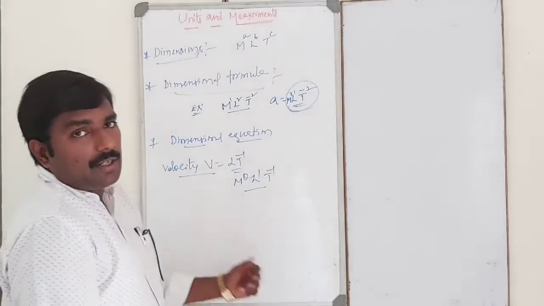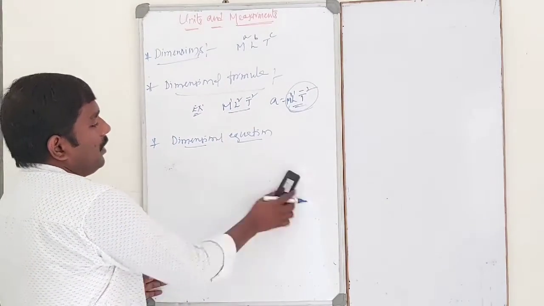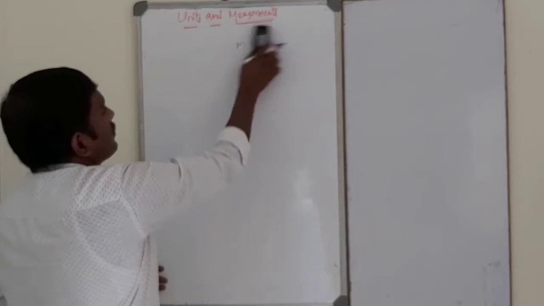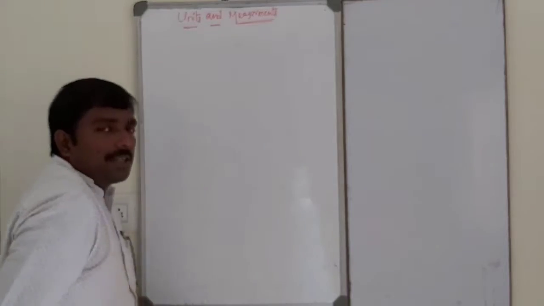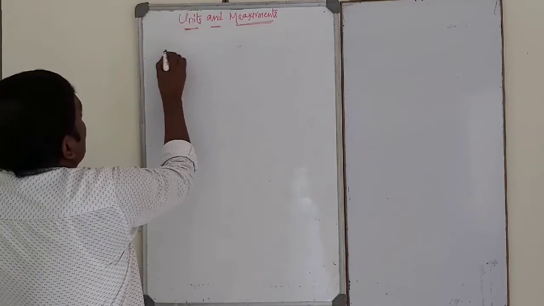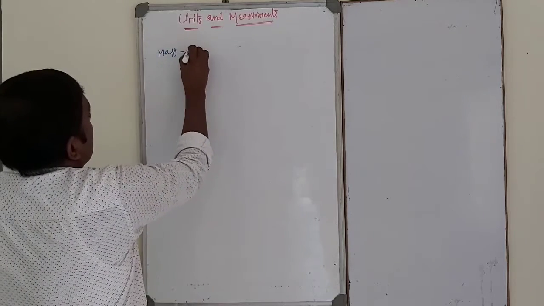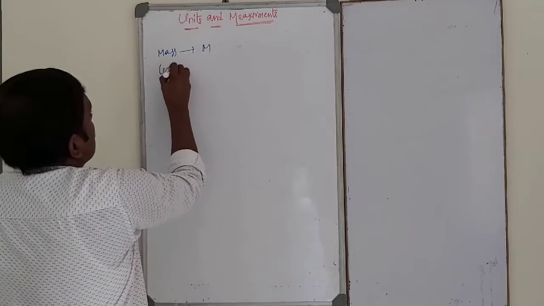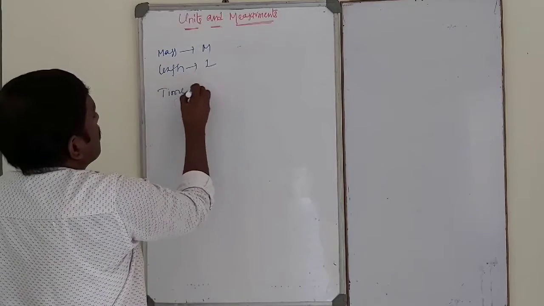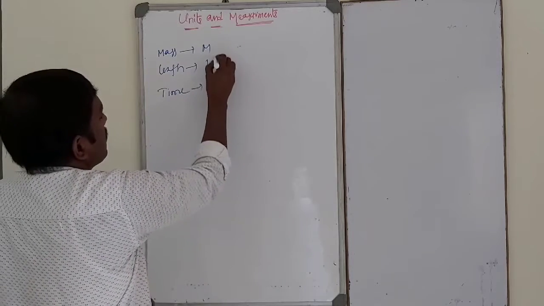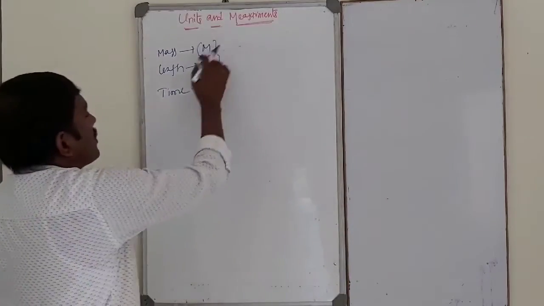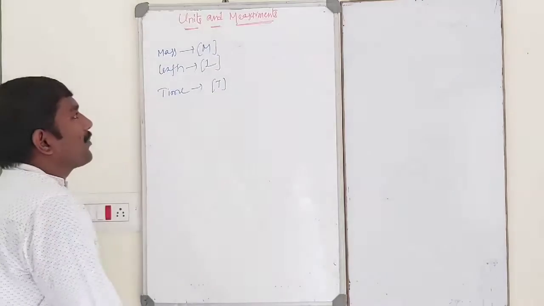Let us start writing some dimensional formulas. For mass M, length is L, and the dimensional formula for time is T, expressed in square brackets. Mass M, length L, time T.